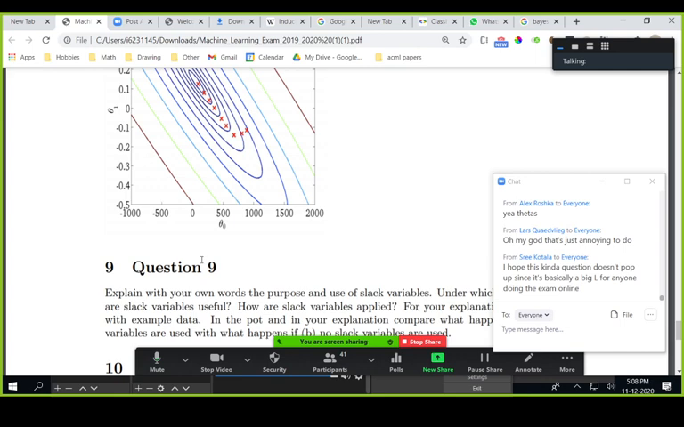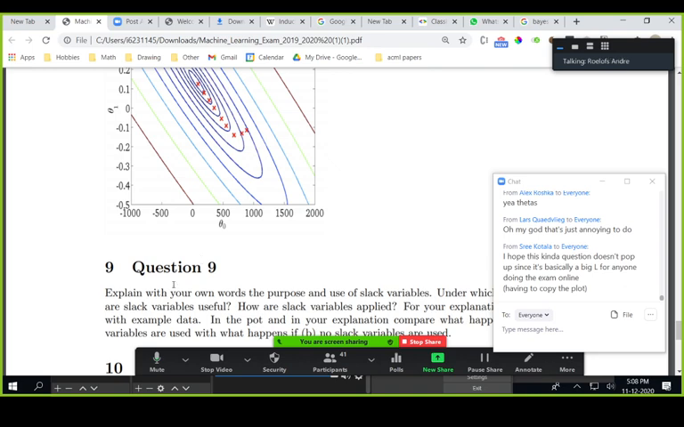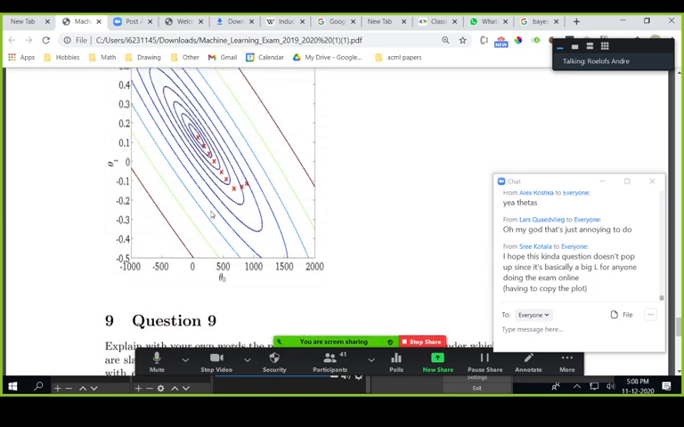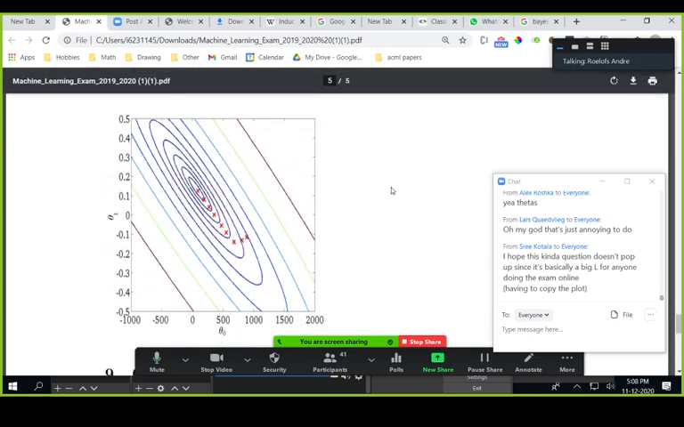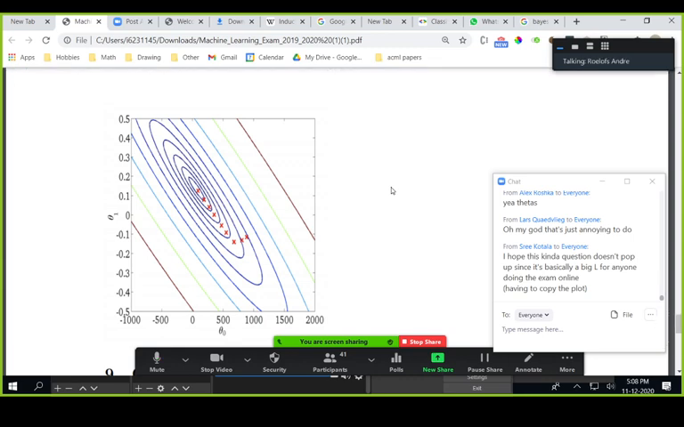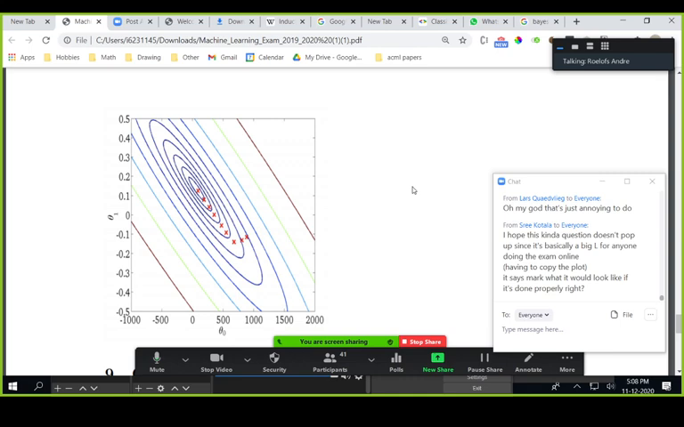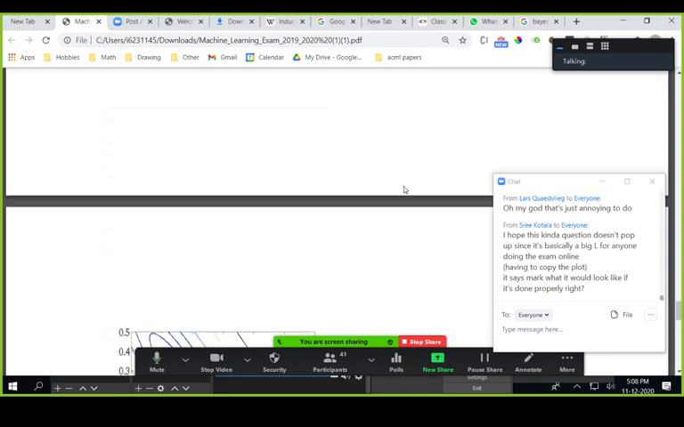I hope this kind of question doesn't pop up, since it's basically a big L for anyone doing the exam online. You mean the gradient descent question is a problem for people doing the exam online, having to copy the plot? You don't have to copy the plot, you just have to explain what's wrong with it. You can just type in here, hey, this should be smaller, and then give the equation of the gradient descent, and say, well, the closer we get, the smaller the first derivative becomes. It says mark what it would look like if it's not properly done, right? Does it?